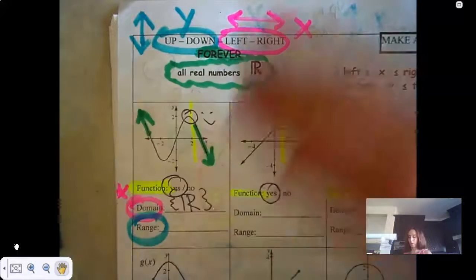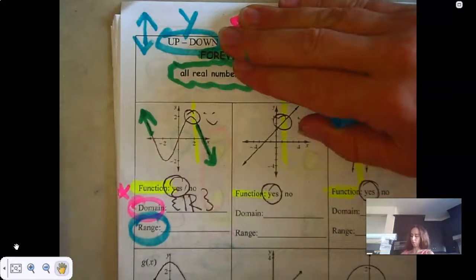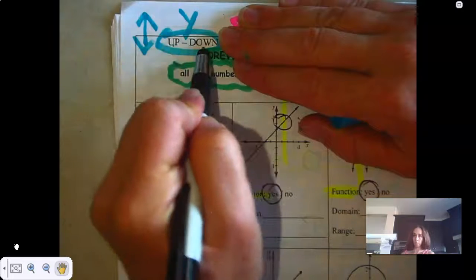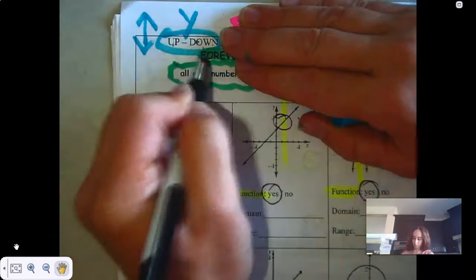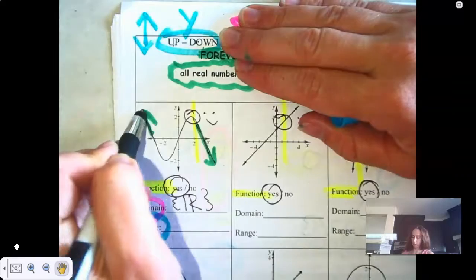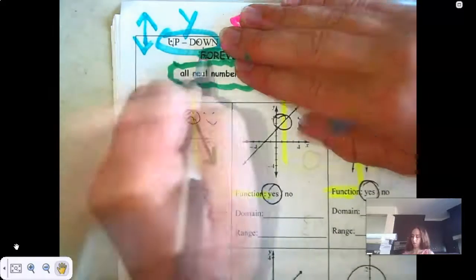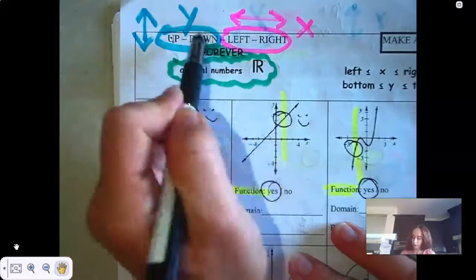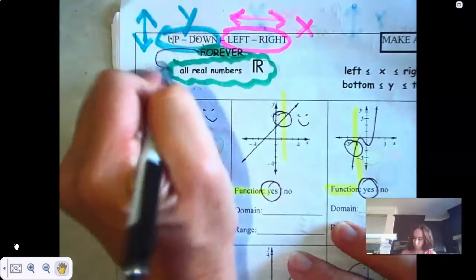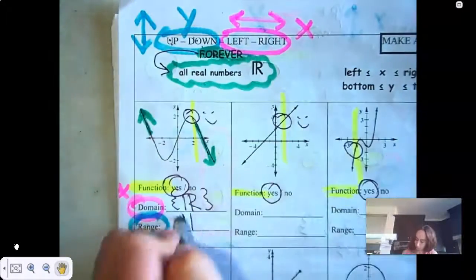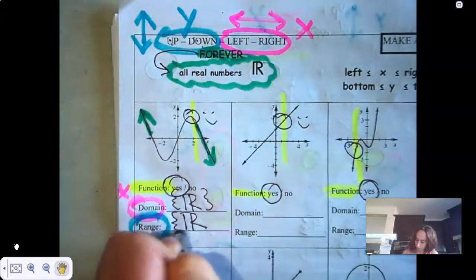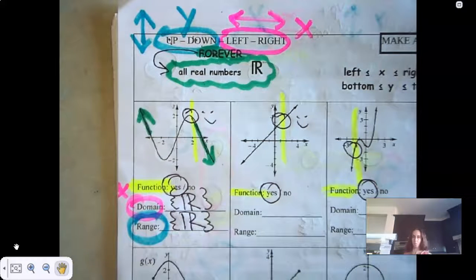Okay? Now I'm going to do the range. Whenever we're dealing with range, we don't look here. We're either dealing with up or down. So let's look. This is going down forever. This is going up forever. If it's going up forever and down forever, boom, all real numbers. 2 lines, the letter R. Okay, let's look at this next one.